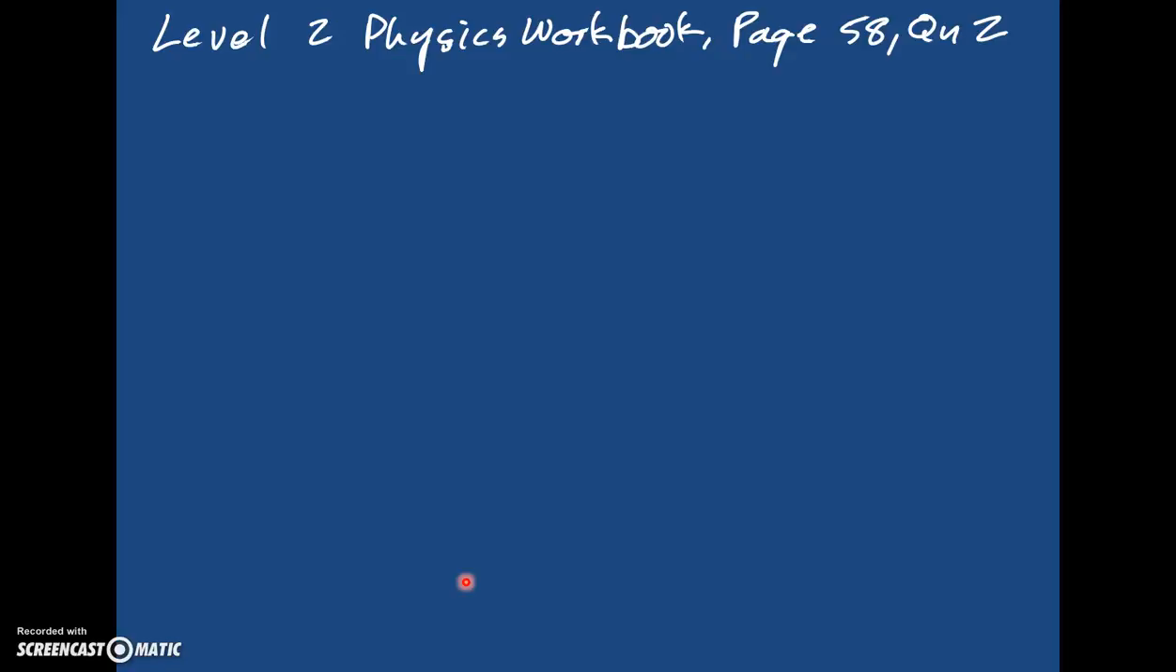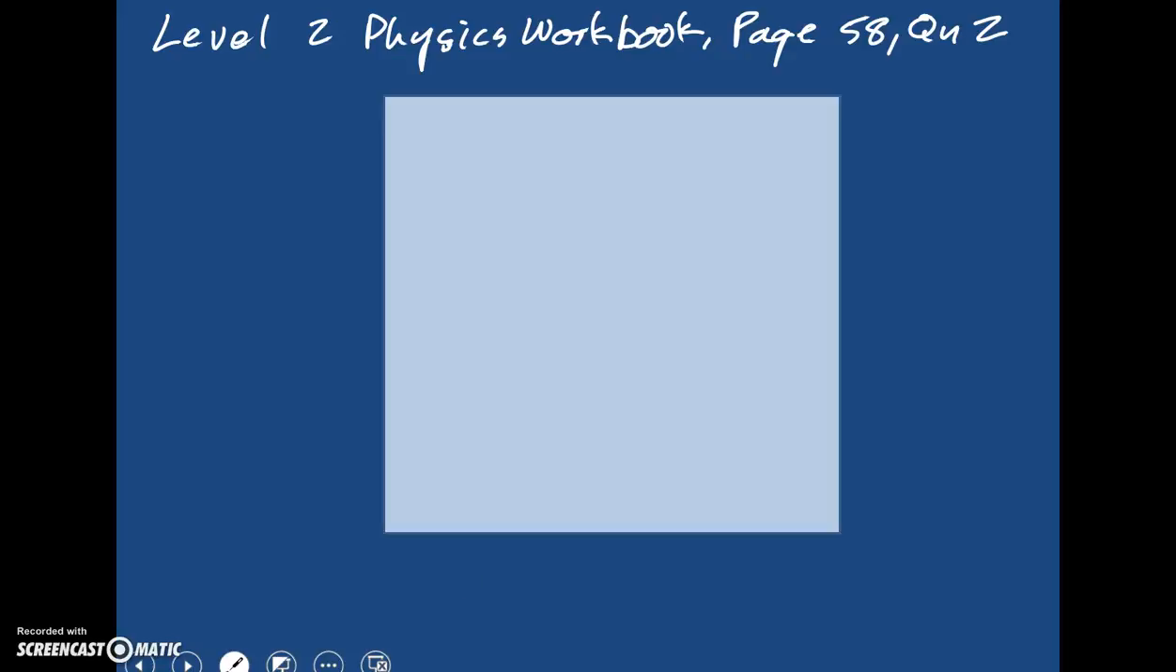Here's an interesting and tough question that was found on the Level 2 Physics workbook, the green one that everybody bought. It's on page 58, question 2. We've got a glass block with a beam of light coming in at 40 degrees, and that beam of light is a mixture of red and violet light.